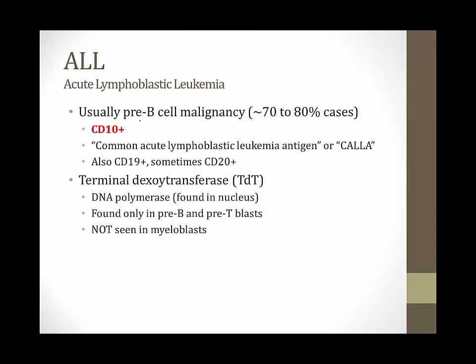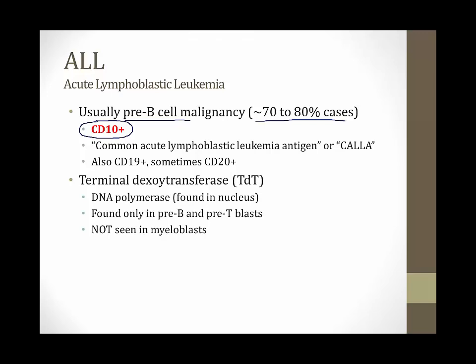This malignancy is usually a pre-B cell malignancy. In about 70 to 80% of cases, it's a pre-B cell malignancy. We'll talk about the less common scenario where it's a T cell malignancy in a few slides. And now that you understand the lymphocyte antigens we talked about in the last two slides, it should be easy for you to appreciate that the lymphoblasts in ALL will be positive for CD10. CD10 is a pre-B cell marker.